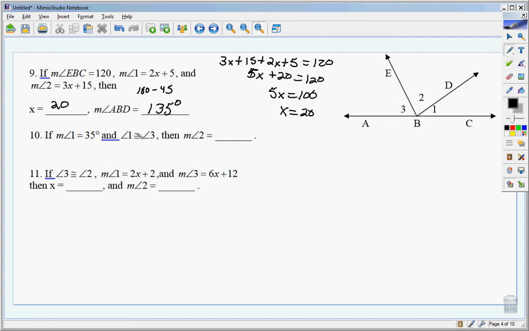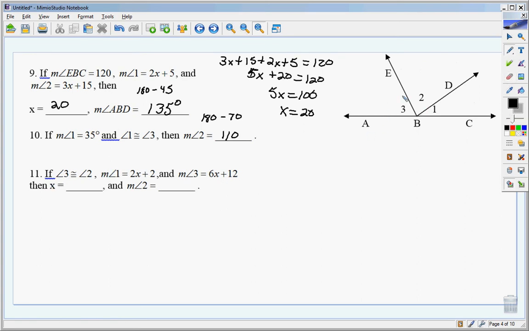Number 10 said angle 1 is 35. They said angle 1 and 3 are congruent, so I'm going to mark that. And they said find angle 2. Well, if 1 is 35, angle 3 is also 35. And I know that when I put all three of them together, they'd have to add up to 180 degrees. 35 and the 35 put together is 70, which means that angle 2 had to be 110 degrees. So when I add them all together, they are 180. Again, erasing the information from the picture, going to the next problem.